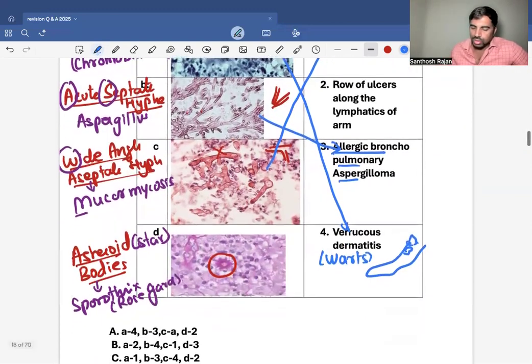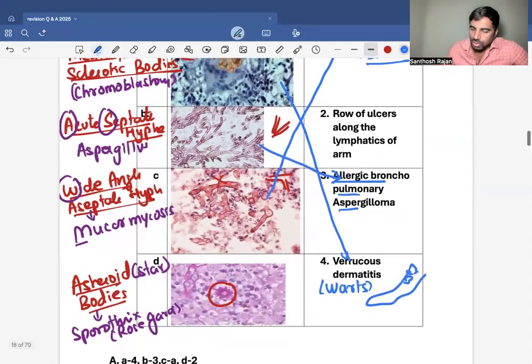Last one is asteroid. Gardener, rose gardener. Rose gardener means, if again in the arms or in the hands, what happens? You'll have a row of ulcers along the lymphatic. So I'm going to put this one. That's it. Very simple. So one question surely you'll get from here.